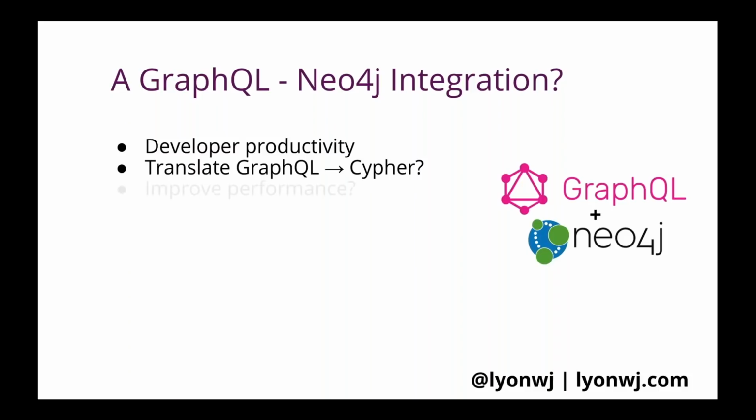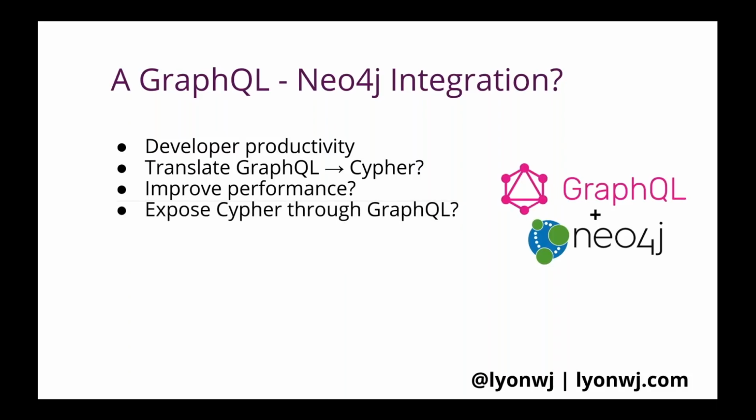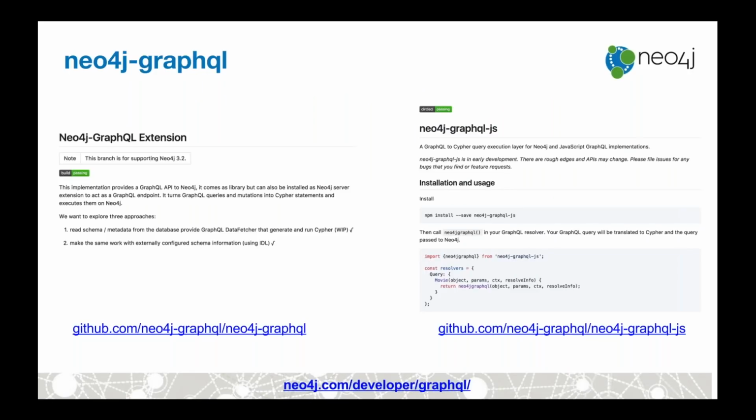To do this, could we translate GraphQL to Cypher somehow so that developers wouldn't have to write those queries in the resolver functions? Is there some way that we could improve performance of our GraphQL implementation? And then we said earlier that GraphQL is somewhat limited in its query functionality. Well, is there some way that we could expose Cypher through GraphQL, sort of enhance the power of GraphQL? So these were the goals that we set out to explore, and we've built 2 GraphQL integrations with Neo4j.